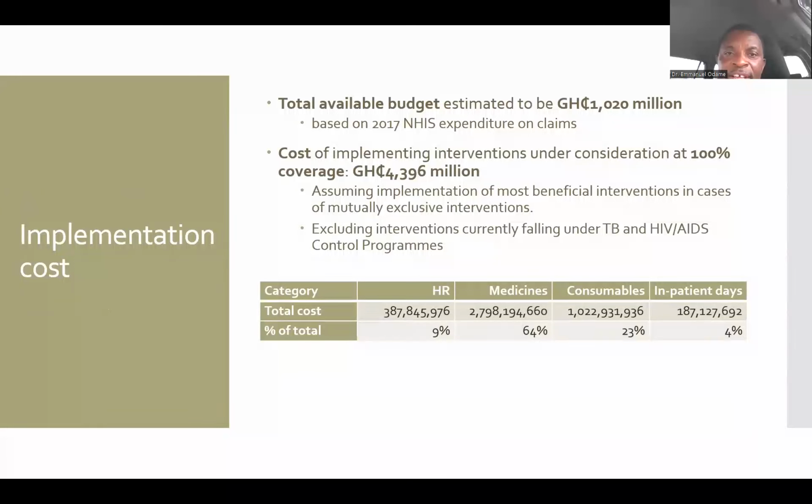So in terms of implementation costs, it was based on our current budget estimates that we receive as a sector. It also excludes interventions like TB and HIV, which are normally funded through the Global Fund programs.